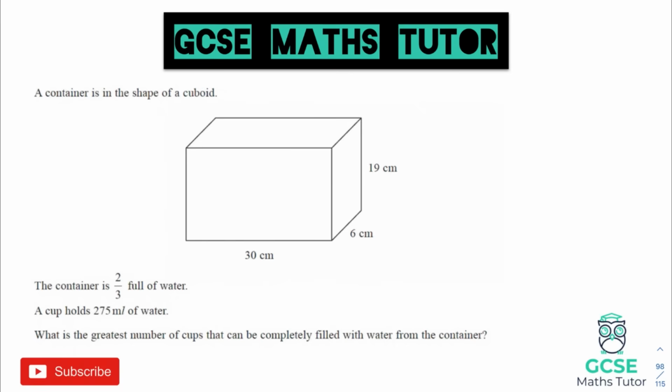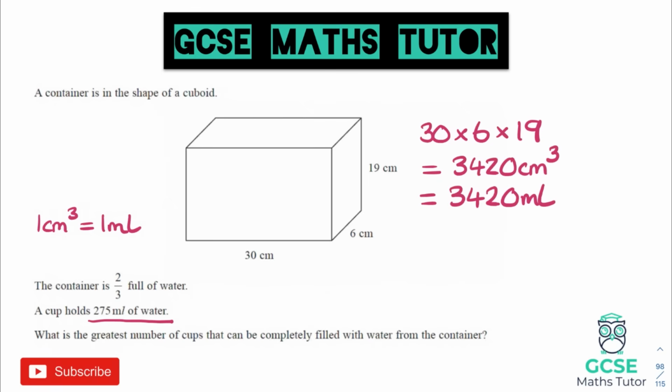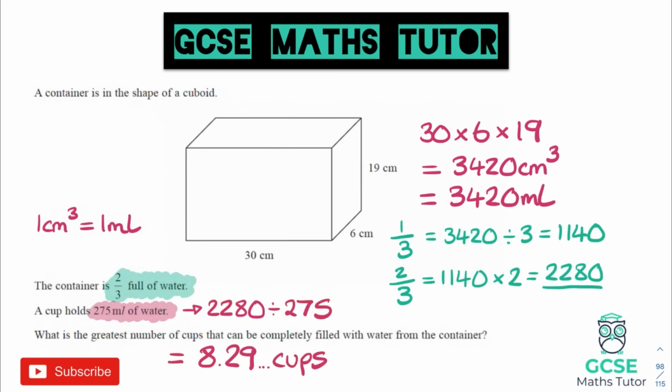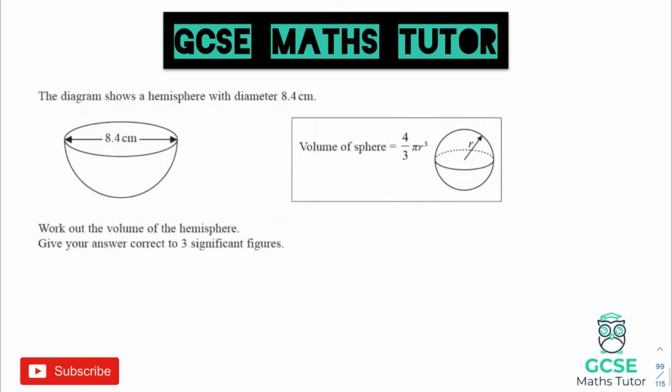You may have some slightly more complex questions where you are looking at unit conversions. This one was the volume of a cuboid, but it was talking about millilitres. 1 centimetre cubed is equal to 1 millilitre. So once we got the volume, multiplying them together, it wanted it to be 2/3 full. So working out a fraction of an amount, dividing by 3 and timesing by 2, told us there was 2,280 millilitres. From there, wanted to know how many cups could be filled, so dividing by the amount in each cup told us 8.29, which we would have to round down to 8 as only 8 can be filled.